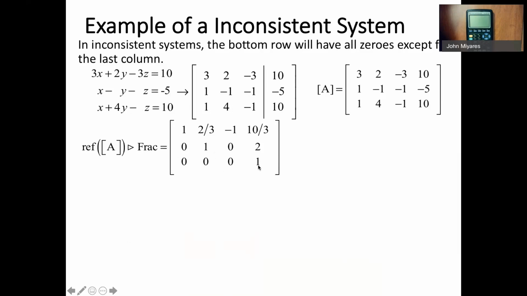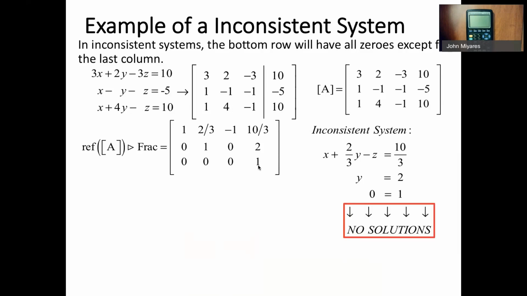Translating that back to a system of equations looks like this, with 1x plus 2/3 y minus z equals 10/3, then y equals 2, then 0 equals 1. That 0 equals 1 on the bottom row essentially means that there isn't going to be any way we're going to find a solution for z that will fit the system.